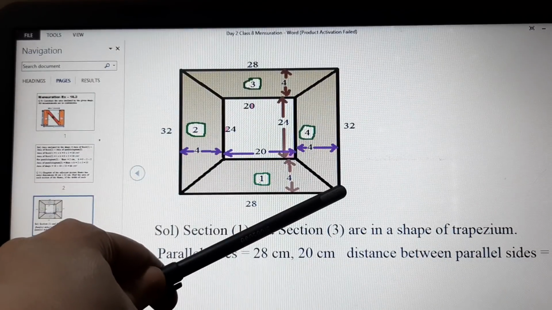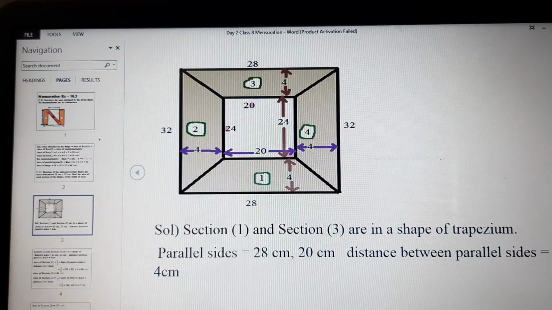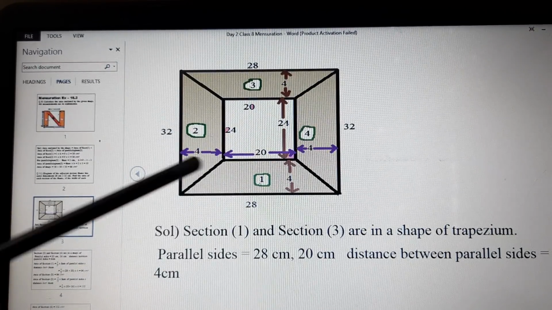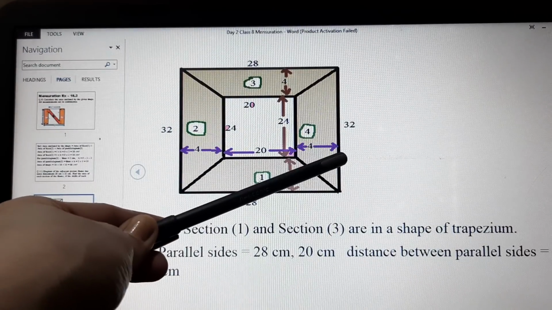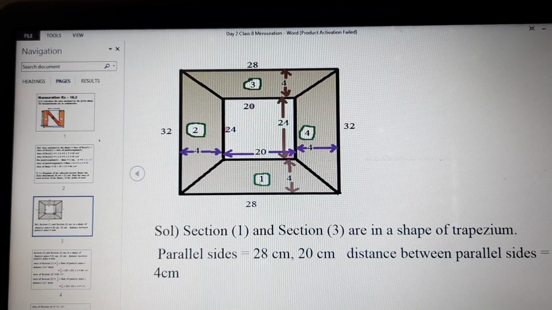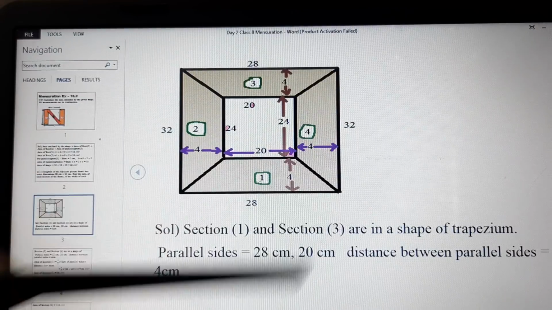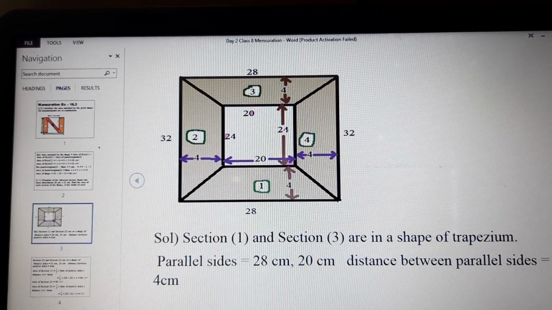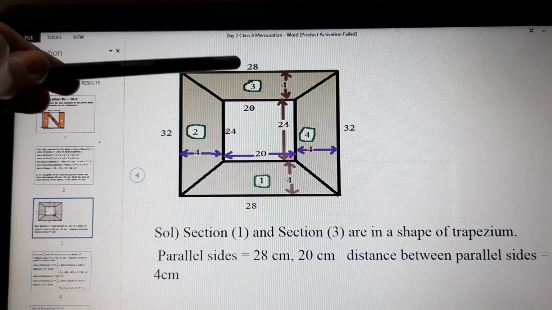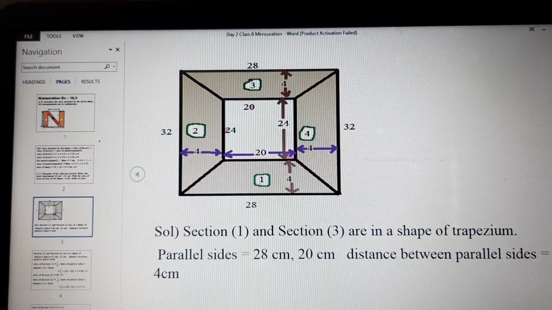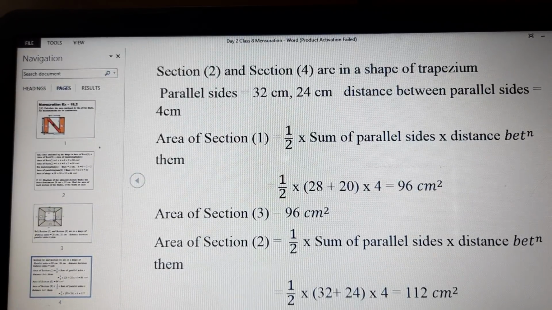And if you see the sideways, the outer length is 28, the inner length is 20. So 28 minus 20 is 8. Now 8 has to be divided equally, left hand side and right hand side. So left hand side will be 4, right hand side will also be 4. Clear? So width is 4. It means distance between parallel lines will be 4 everywhere. So now it becomes very easy to calculate the area.